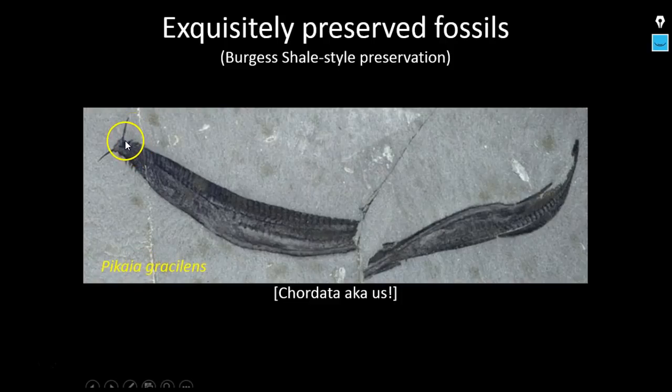But what's important about this? You see this backbone-like thing here. This is a notochord, and you can see musculature along here. This thing, if you look at it, looks like an eel, and it was. This is something like a very, very primitive eel. So this is interpreted to be a chordate, and the phylum Chordata is the phylum we're in. So this is us, right? This is one of the earliest known ancestors of our actual group, the thing that makes up everything with a backbone. I mean, this is remarkable.